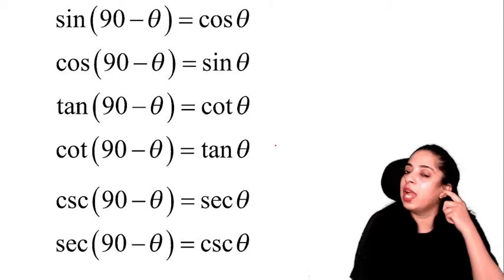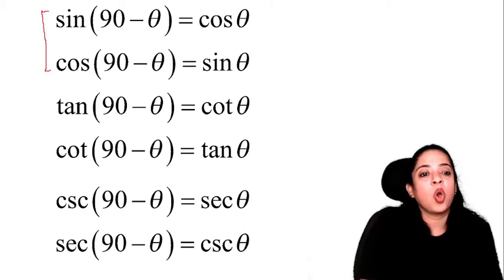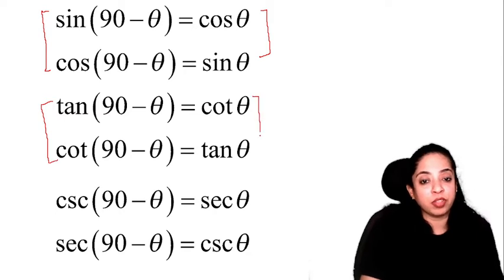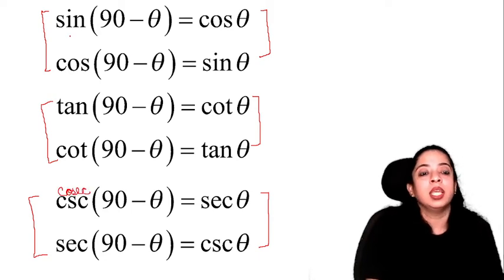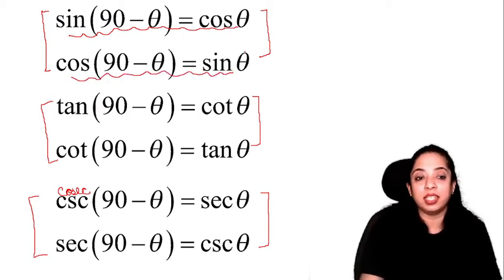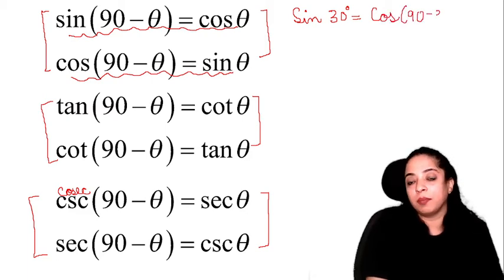Before going ahead with the identities, let me teach you complementary angles. See here, sine and cos are complementary to each other. Tan and cot are complementary to each other, and cosec and sec are complementary to each other. What do you mean by complementary to each other? Sine 90 minus theta is cos theta, or cos 90 minus theta is sine theta. Suppose I have taken sine 30 degree. So sine 30 degree will be equal to cos 90 minus 30, so it will be equal to cos 60.